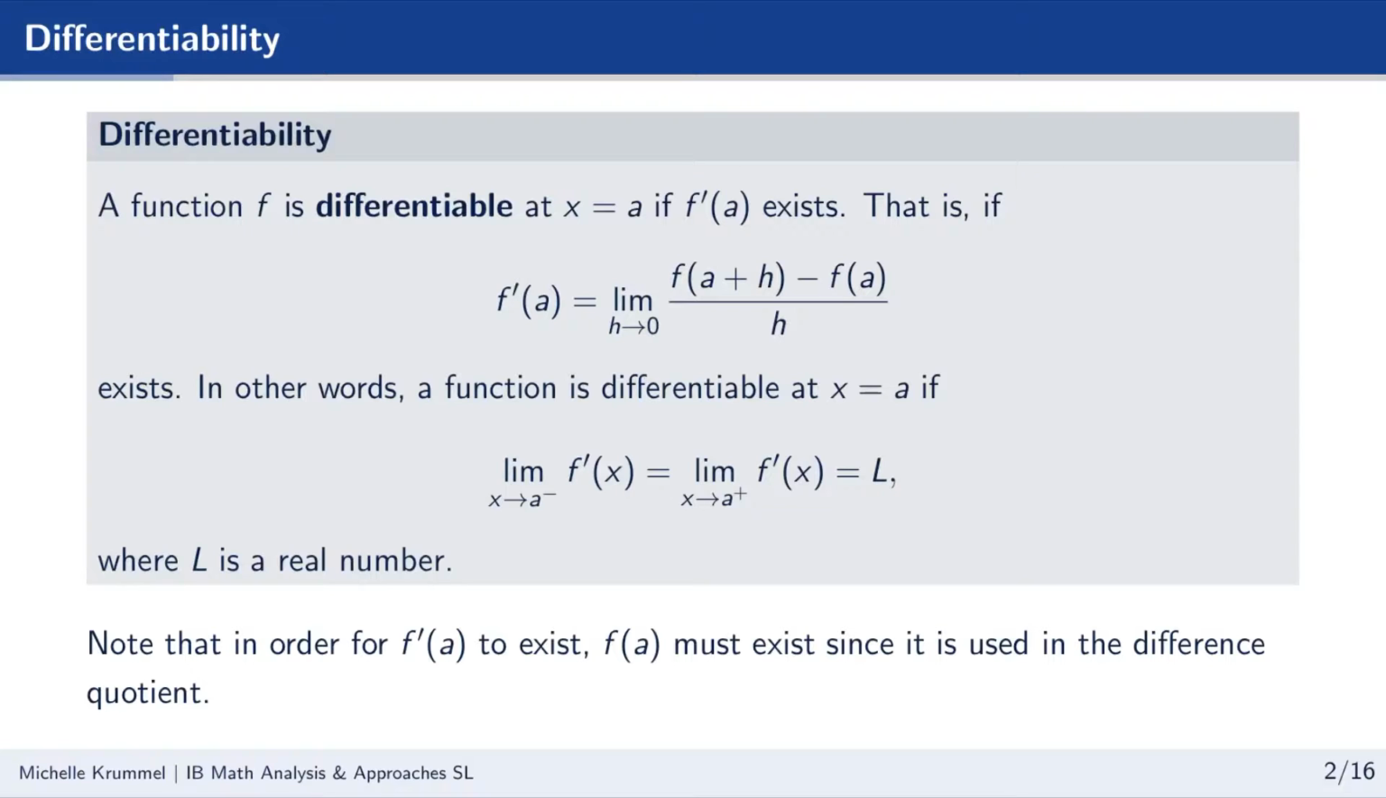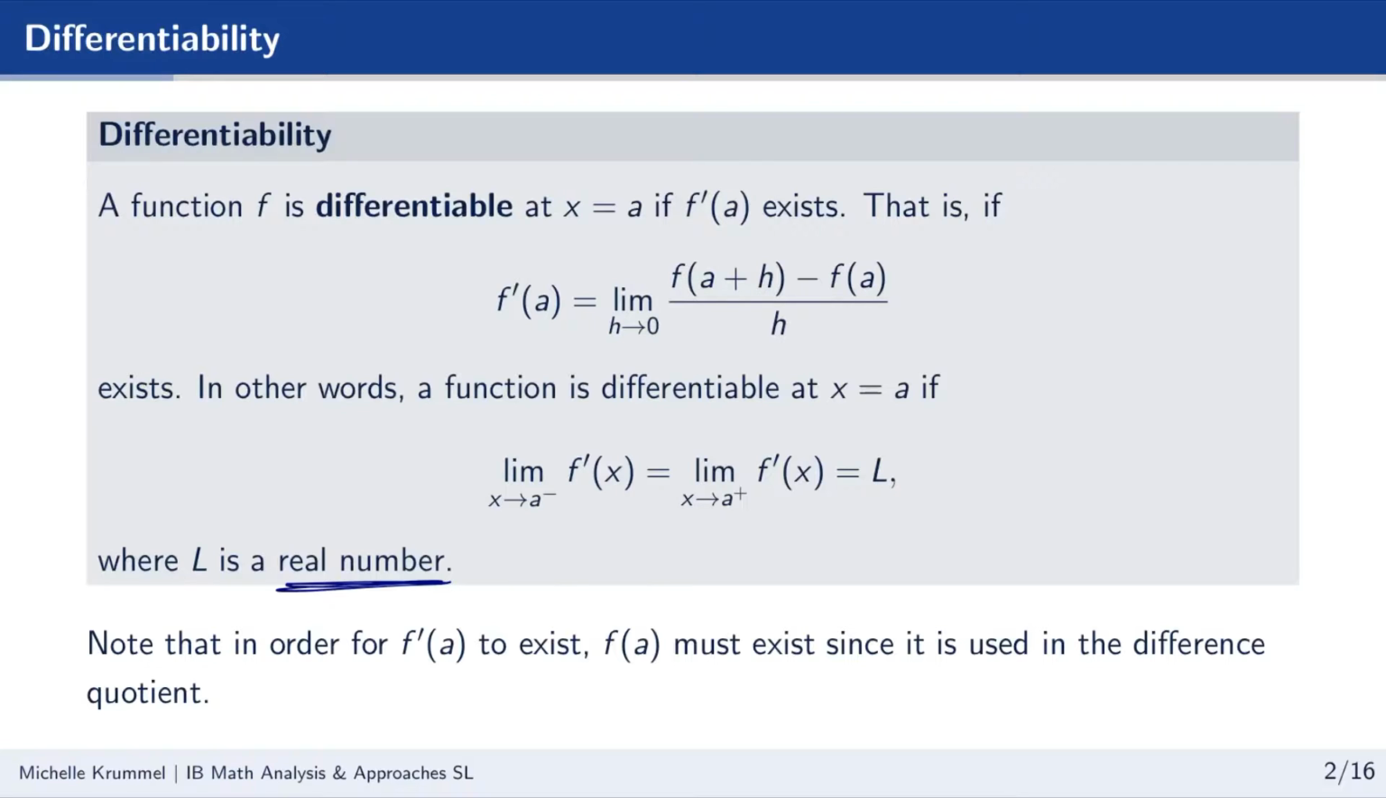Or we could say a function is differentiable at x equals a if the limit of f prime as x approaches a from the left is equal to the limit of f prime as x approaches a from the right is equal to some finite value, which here we're just calling L. So L has to be a real number. If L is infinite, if it's infinity or negative infinity, then that's not going to work, and our function is not differentiable at this point.